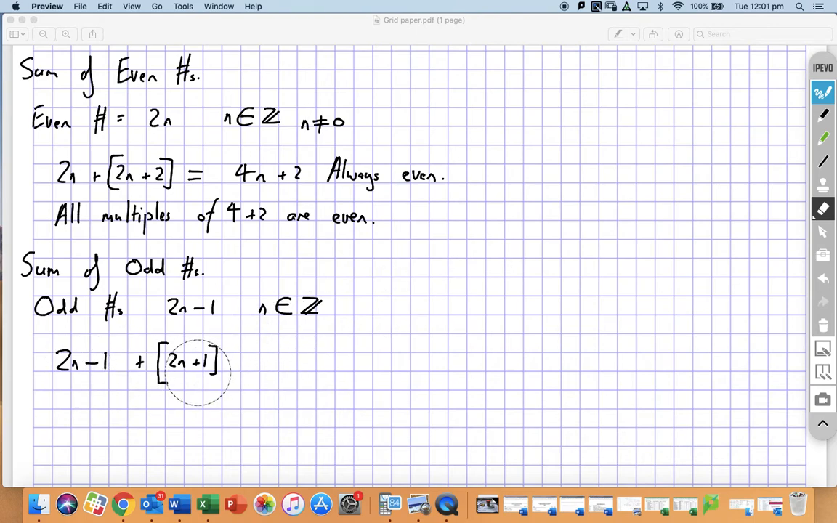Okay, so we have two odd numbers to add together. What do we get here? We get 2n plus 2n, that's 4n. Then we get minus 1 plus 1, which is 0. So it's just 4n, and that's good enough, right? So we then say all multiples of 4 are even. Therefore, the sum of two odd numbers is even. Okay?